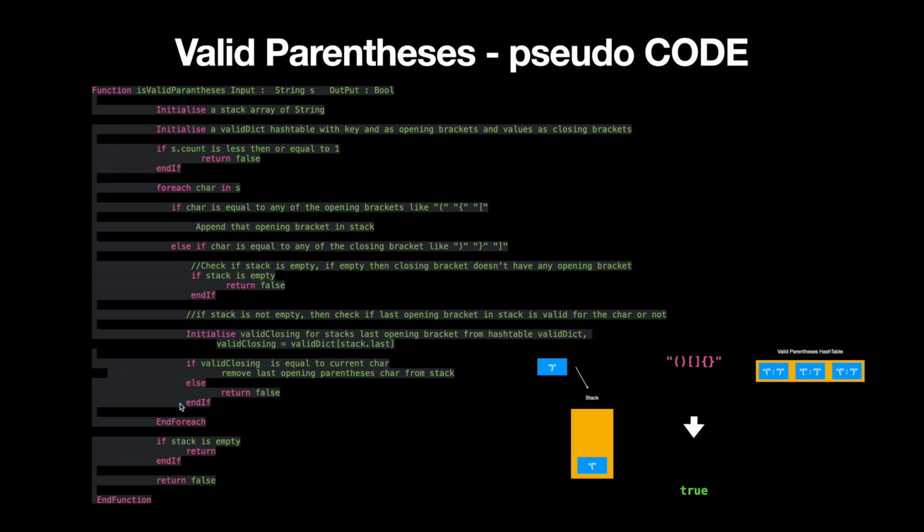So for each character in string, we will run a loop, right? And we will check as what we were doing. For the character, we'll check if it is opening bracket. So if it is opening bracket, we will just append it in our stack. We will push it in our stack.